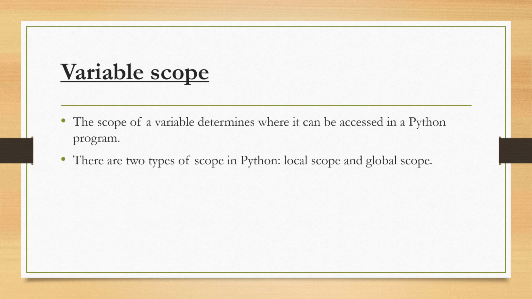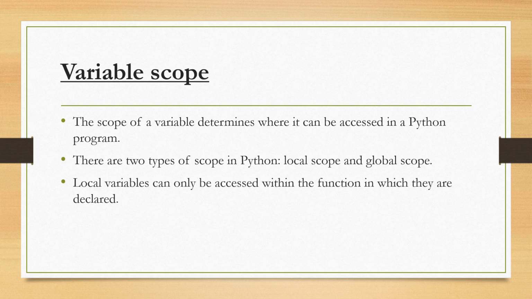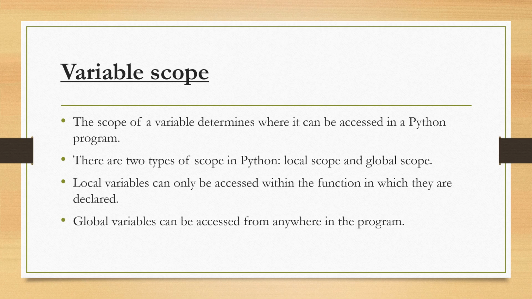There are two types of scope in Python. The first one is local scope and the second one is global scope. As we have discussed, there are two types of scope. Local scope or local variables can only be accessed within the function in which they are declared, and it means that there is a limitation on that variable. We can access it only within that function. We cannot access it from outside the function.